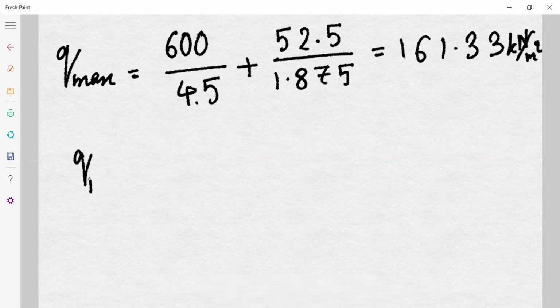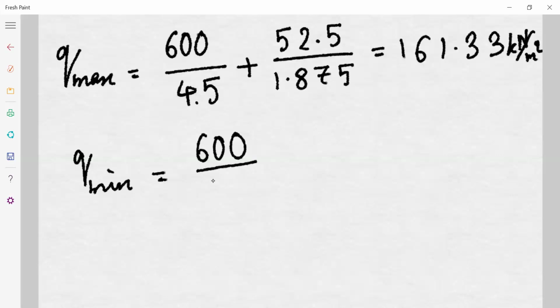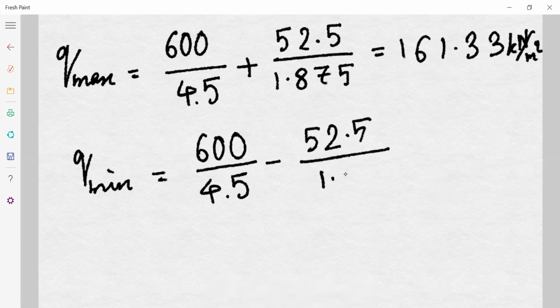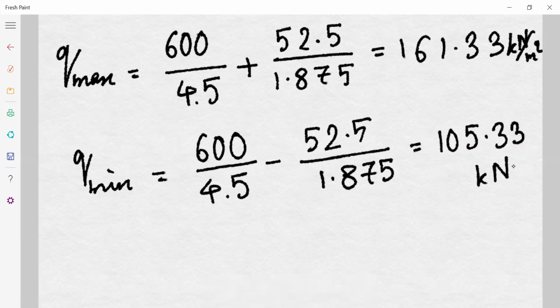And Q minimum is 600 by 4.5 minus 52.5 by 1.875, which is equal to 105.33 kilonewton per meter square.